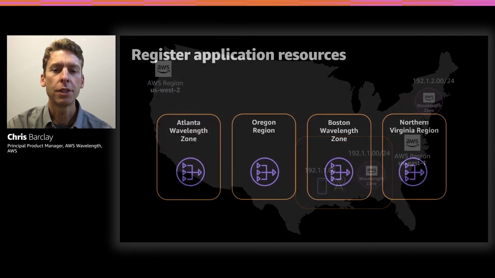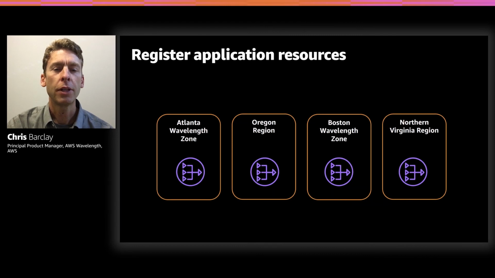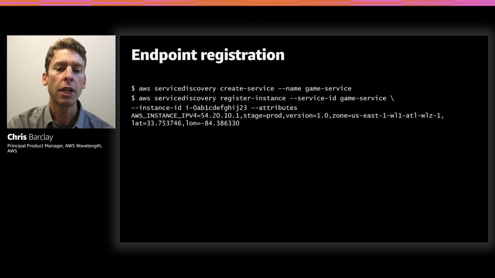This requires two steps. First, you register your application resources in a registry and annotate those with metadata to describe what zone they're in, as well as geolocation for the zone. You can use a service like AWS Cloud Map to register the endpoints. Here we show creating a service in Cloud Map for your application, and then registering particular instances that you've put into Wavelength Zones, along with the metadata, such as the lat/lon, the zone name, as well as other metadata like your production version of the application.